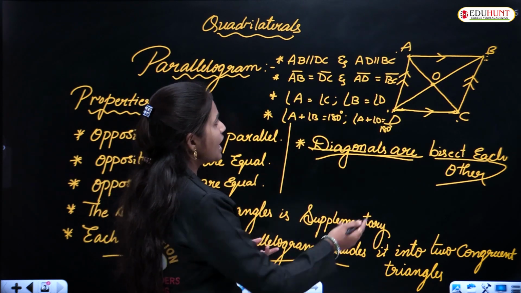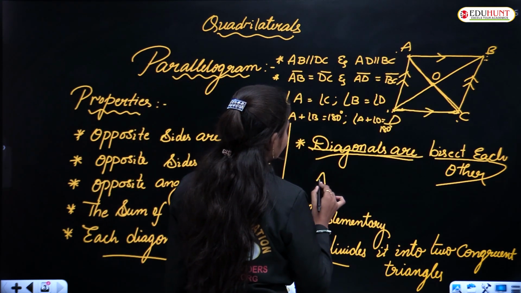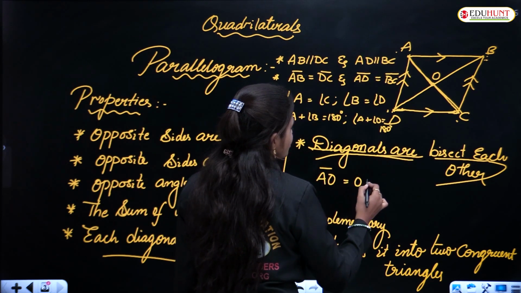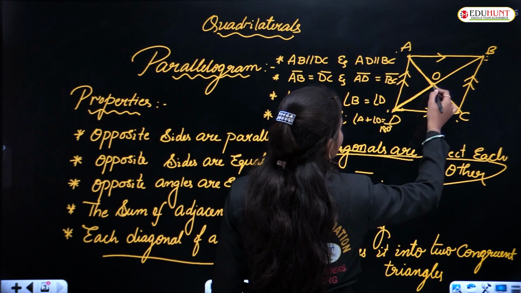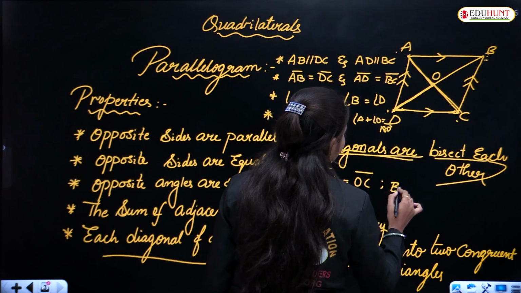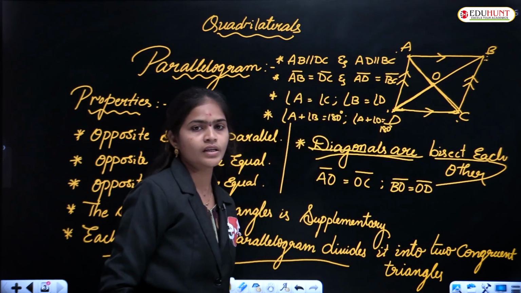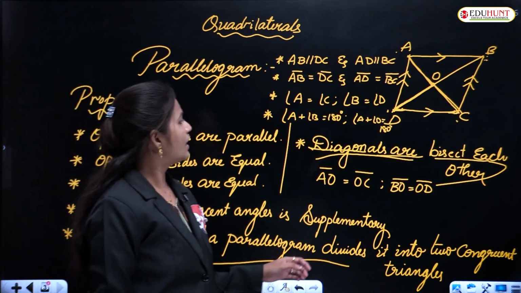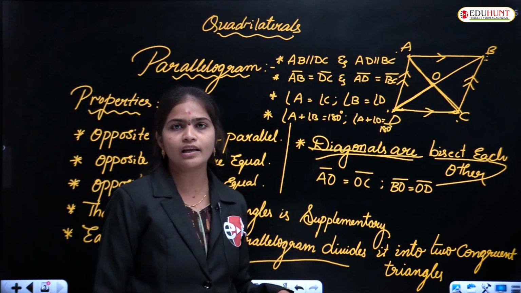So according to this one, how can we write? AO is equal to OC. And in the same way, BO is equal to OD. Is it clear? So here these six points are related to the properties of a parallelogram.